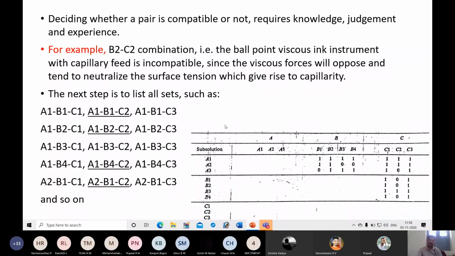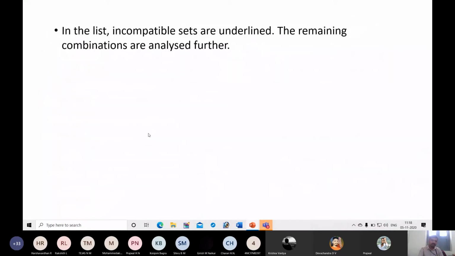I will give it as an assignment for 5 marks. I will give a few more examples. For that you have to write the compatibility matrix. Then you will understand it in a better way.